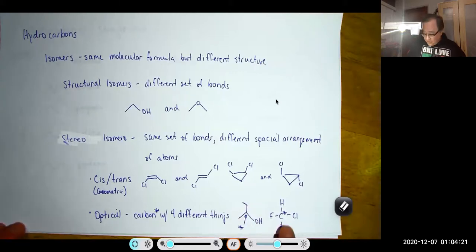Here's another example of an optical isomer. This one has 4 different things attached to it: a hydrogen, a chlorine, a fluorine, and a bromine.